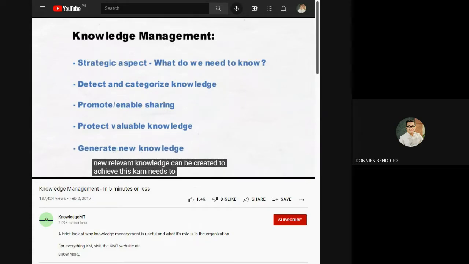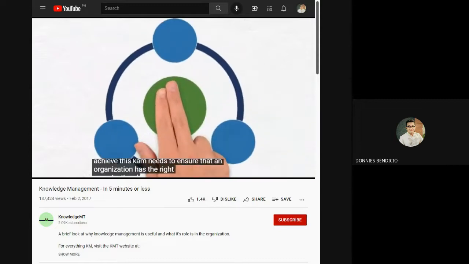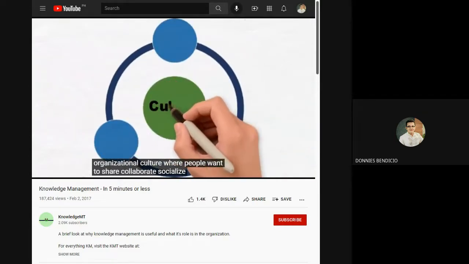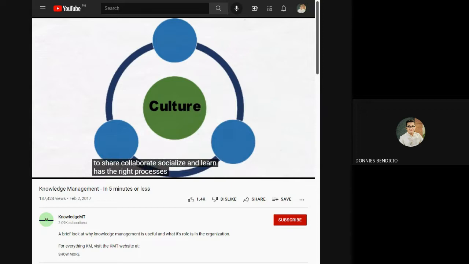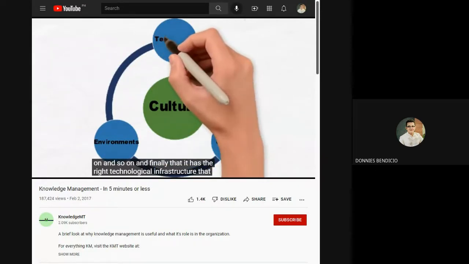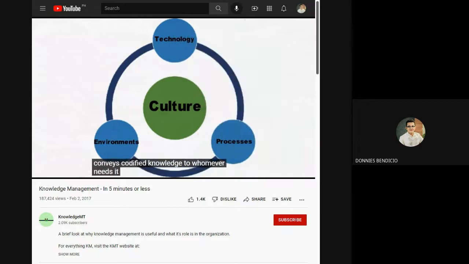To achieve this, KM needs to ensure that an organization has the right organizational culture where people want to share, collaborate, socialize, and learn, has the right processes for detection and categorization of knowledge, and has the right processes and environments where people can share, collaborate, learn, and innovate. These could include cross-functional project teams, employee rotation across departments, common wikis, documentation requirements, master-apprentice relationships, and so on and so on. And finally, that it has the right technological infrastructure. It conveys codified knowledge to whomever needs it at the right time, while supporting the processes, environments, and culture for the transfer of tacit knowledge.